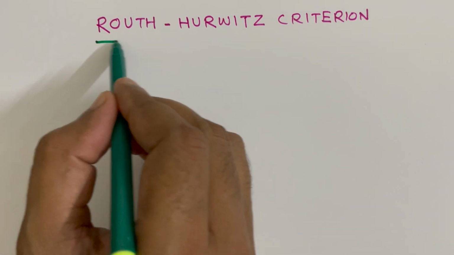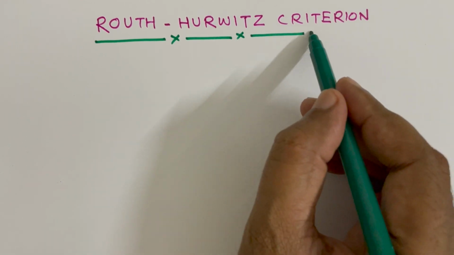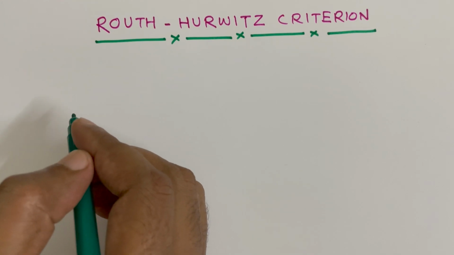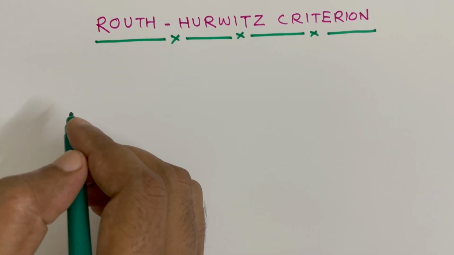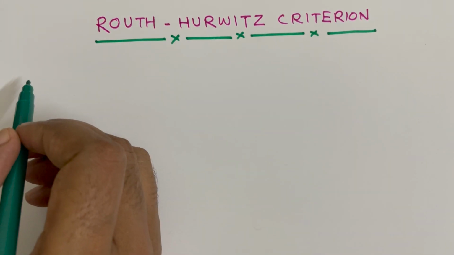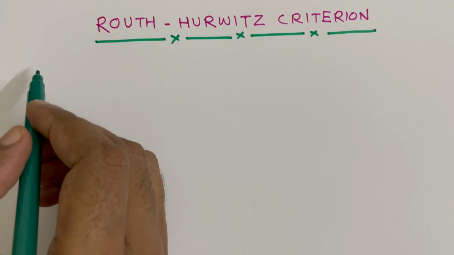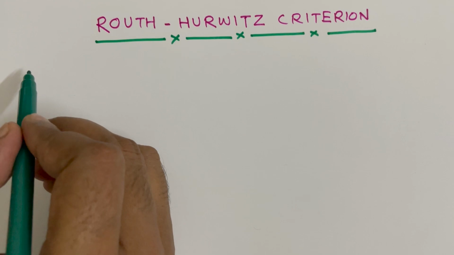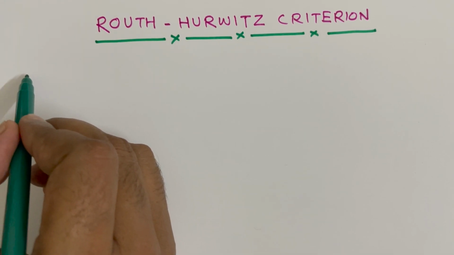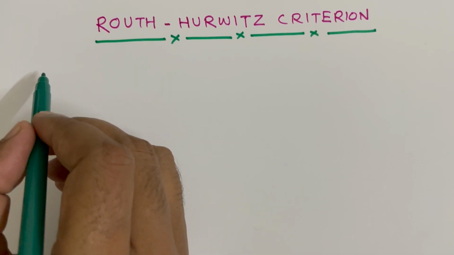So in this video I will be explaining about the Routh-Hurwitz Criterion and we will do few examples based on this. So Routh-Hurwitz Criterion is a very important criterion to check the stability of a closed loop control system. First of all, we need to understand what is an open loop transfer function in a control system and what is a closed loop transfer function.